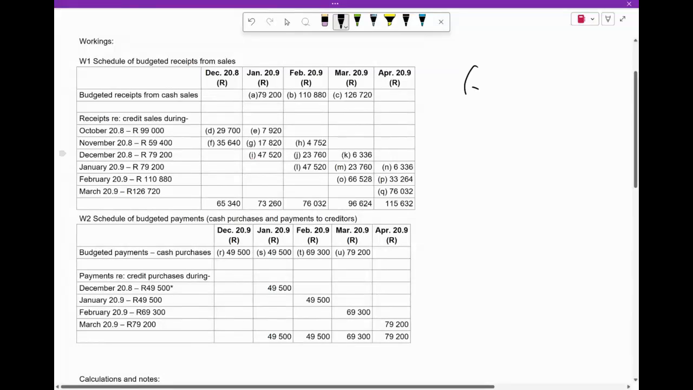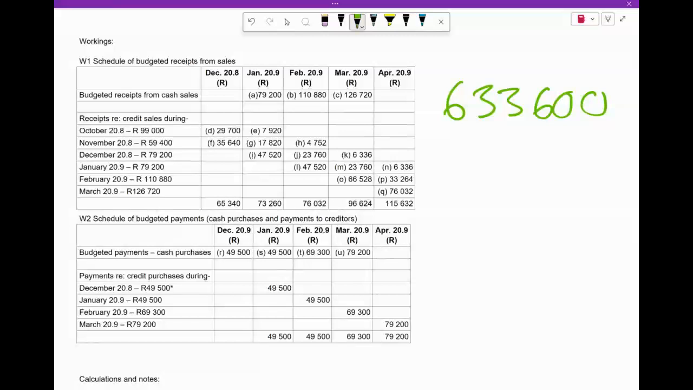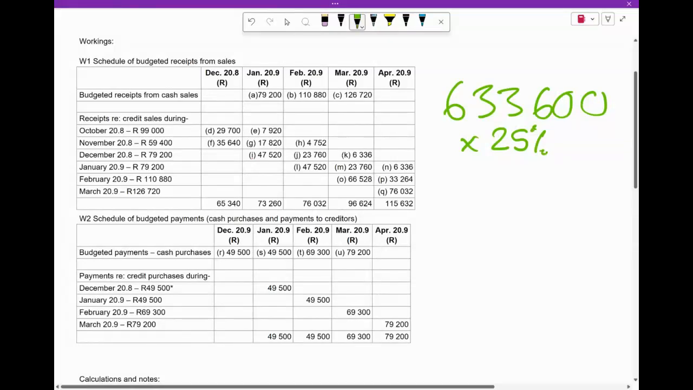Okay, it's working. All right, so let me write in green. They told us that the budgeted sales is 633,600, isn't it? And how much of that is going to be sold in January? 25%. So you say times 25%, isn't it? Right? But remember, what do you get after that?